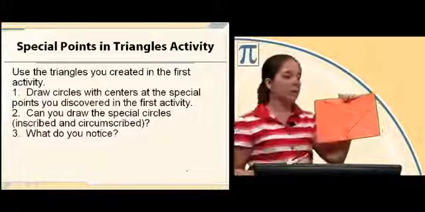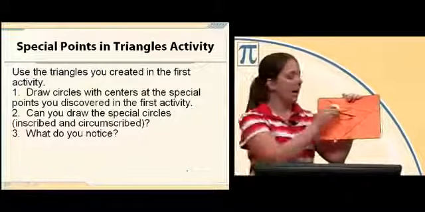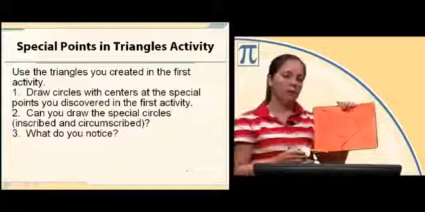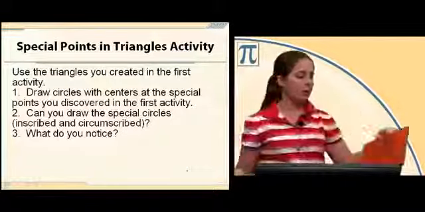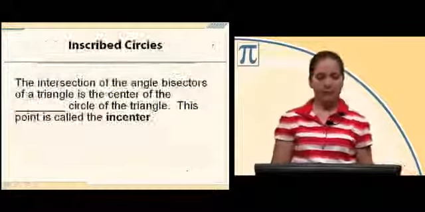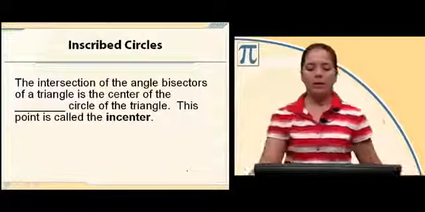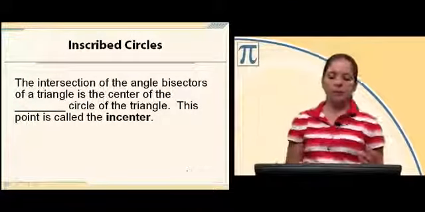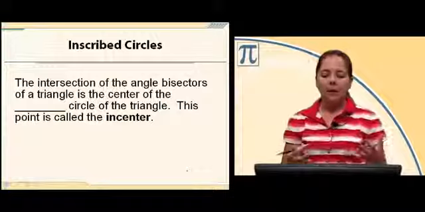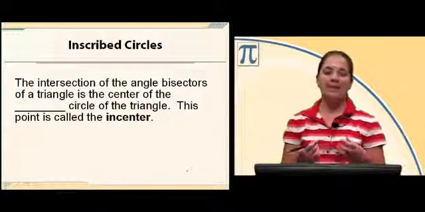Center is the point of concurrency of the 3 angle bisectors, and it's an inscribed circle. So the circle is inscribed in that triangle. It's inside that triangle. The intersection of the angle bisectors of a triangle is the center of the blank of the triangle. This point is called the incenter.